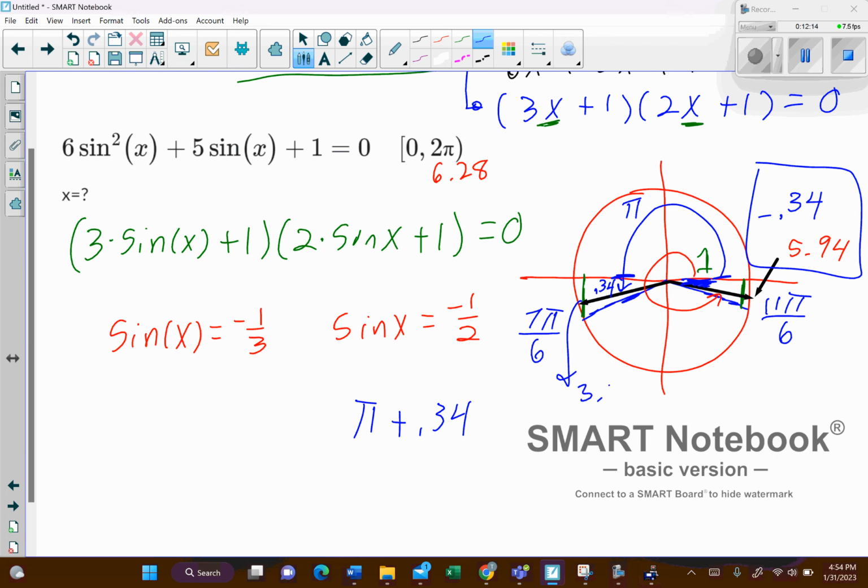3.48. Okay, so don't forget the original ones we got were the nice ones for the sine of x equals negative 1/2. And then for the negative 1/3, it got a little bit messy, and it can be a little confusing. That's why I said drawing a picture might help. I know my picture might be a little messy, but hopefully that makes sense to you.